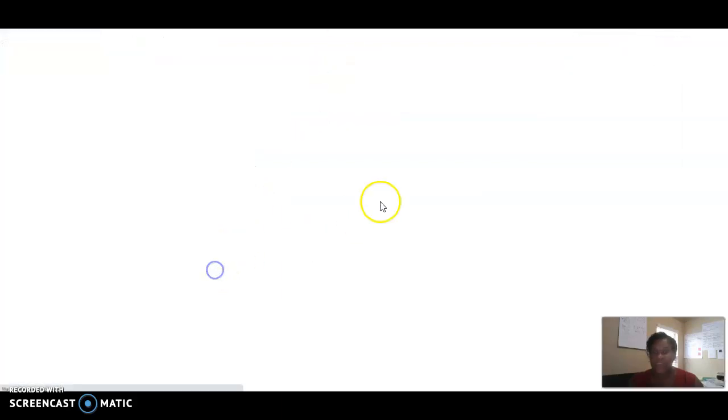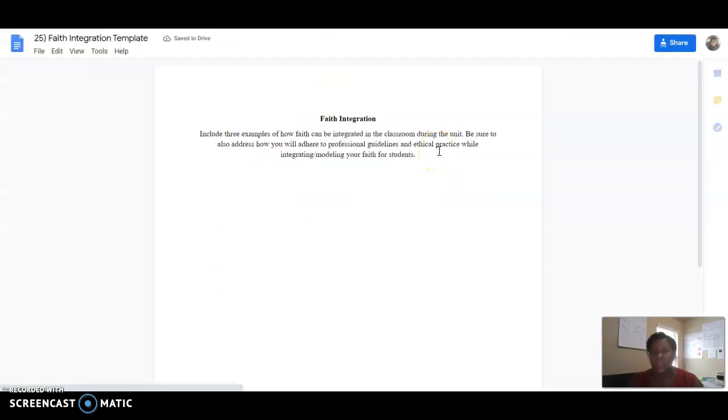And then your faith integration. How can faith be integrated in, but remember to follow the guidelines, ethical practice and professional guidelines. How can we include some faith-based instruction into your unit, okay? You guys have been doing really great.